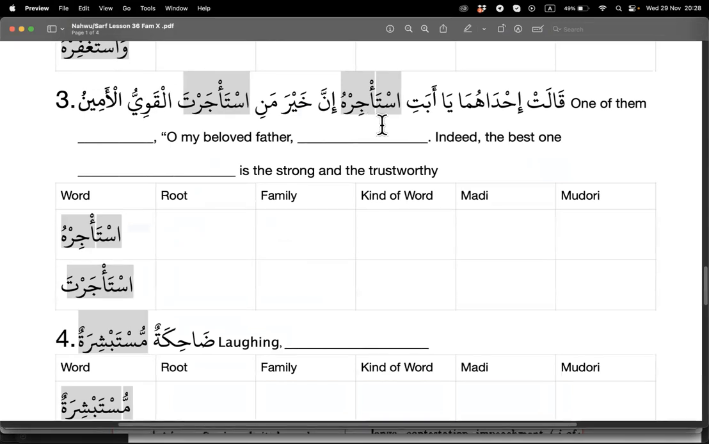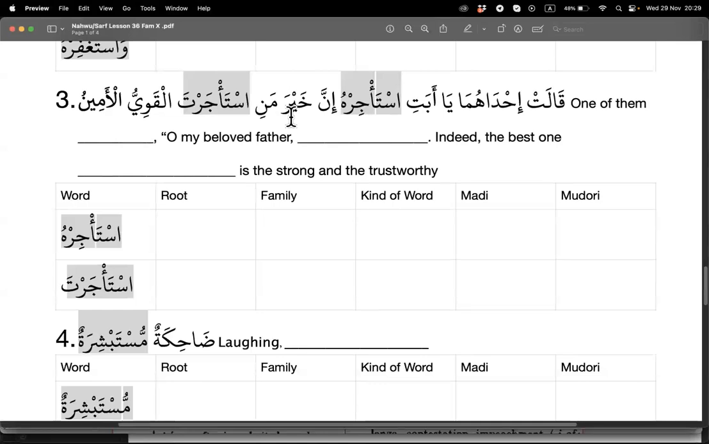Istajirhu. Ajar in family tense is to hire. Hire him. This is Nabi Musa, she is talking about Nabi Musa. Inna khaira, indeed the best.